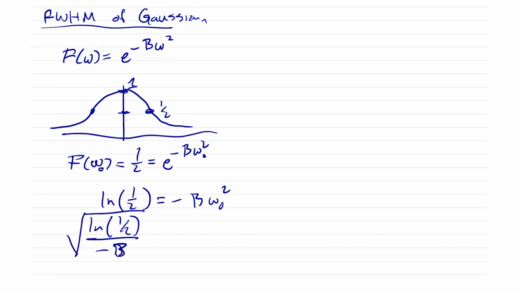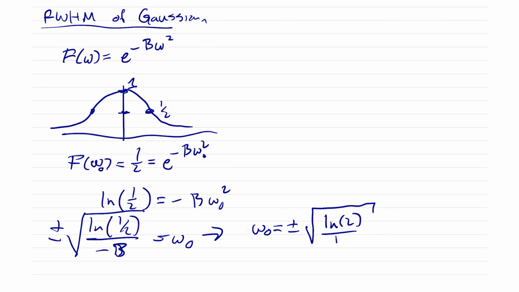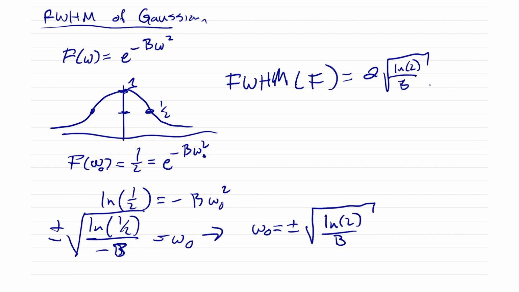And we take the square root, plus or minus, as it gives us w naught. And then all together, we can simplify this a little bit. So we get w naught is equal to plus or minus the square root of natural log of 2 over b. And so then the full width half maximum of f here is just going to be twice the square root of ln of 2 over b. So, not too bad.